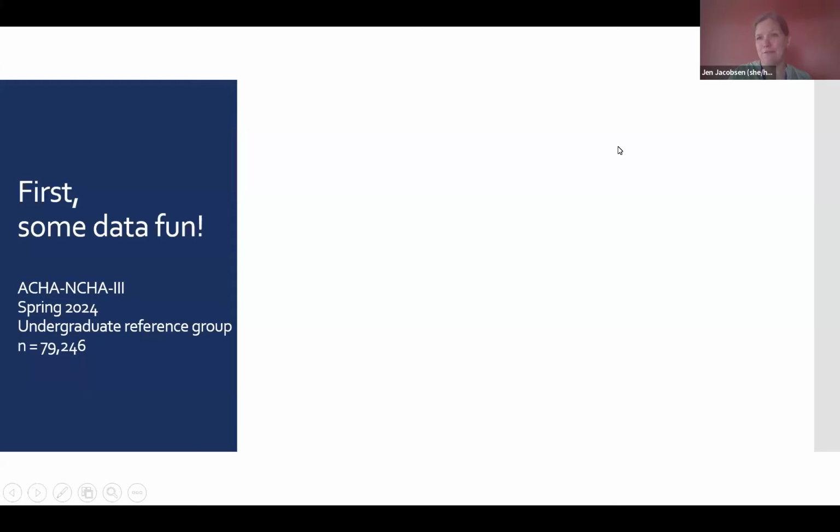So first, some data fun. I've pulled some data related to alcohol and other drugs from the American College Health Association's National College Health Assessment 3. This was done in spring 2024. I used the undergraduate reference group data, which is just shy of 80,000 students. And I also want to note, this is a data source that's publicly available to you. So even if you don't have campus level survey data, we do have national data available that you might be able to use on your campus for advocating for the value of your work.